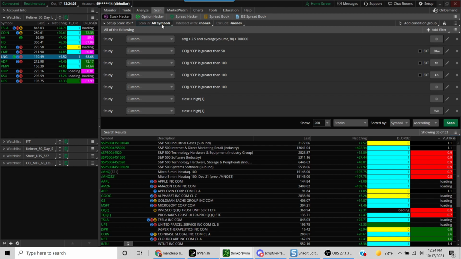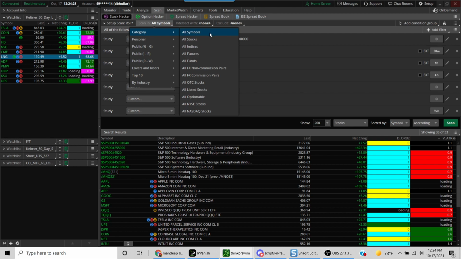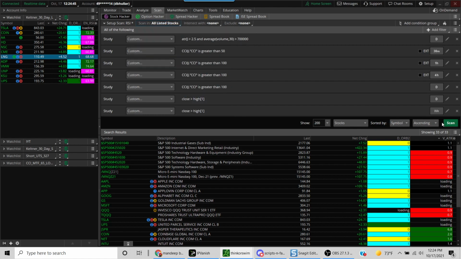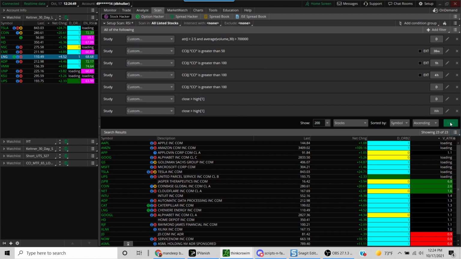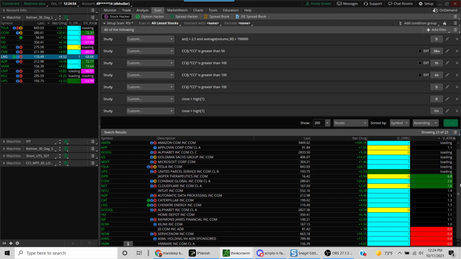number of stocks. Now, instead of all symbols, we can also do all listed stocks, right? Because we really don't care about what is happening with some of the futures and the indices if you don't trade them, but you can adjust them the way you like. But let's just say we'll do all listed stocks here, and then run the scan again and see what kind of data we get. So you have, let's say, 23 stocks, which is actually not too bad, right? And then what we can do is take a look at these stocks in our scan.